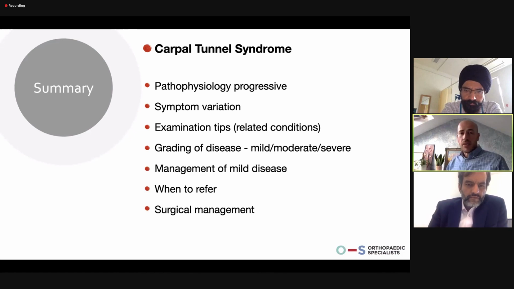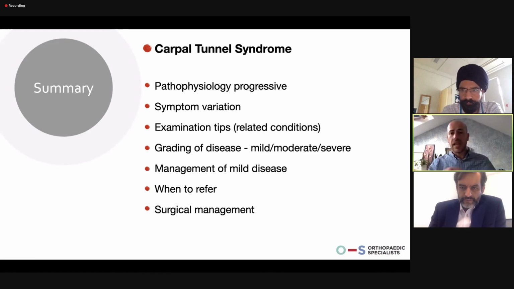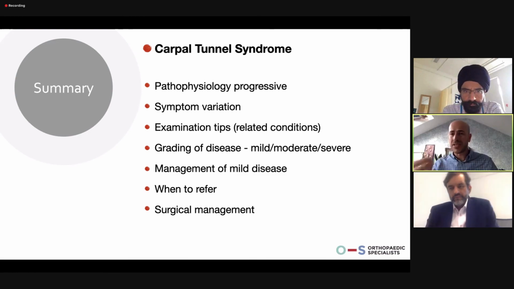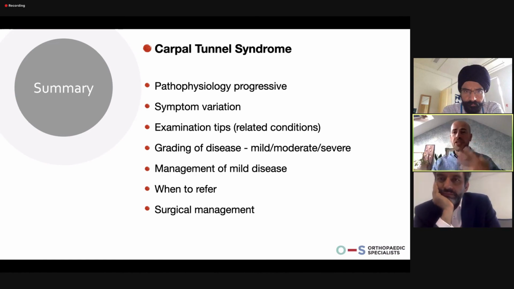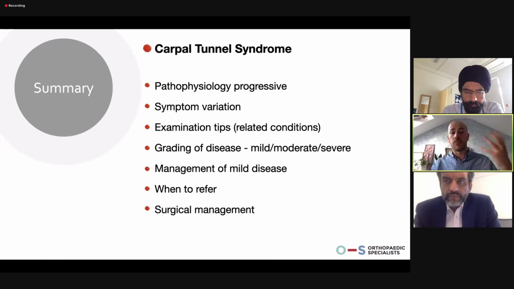In summary, what we've covered is the pathophysiology, and what I want you to take away is that this is a very progressive problem, so it is important to manage as early as possible. Interpretation of the symptoms by patients can vary, so take that with a pinch of salt. We've mentioned some of the examination tips and looking at related conditions, grading of the disease clinically, management of it, when to consider referral, and some of the surgical management options.